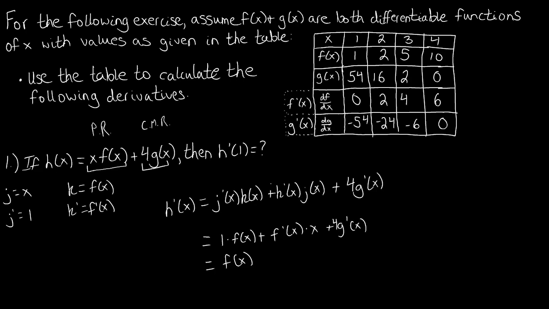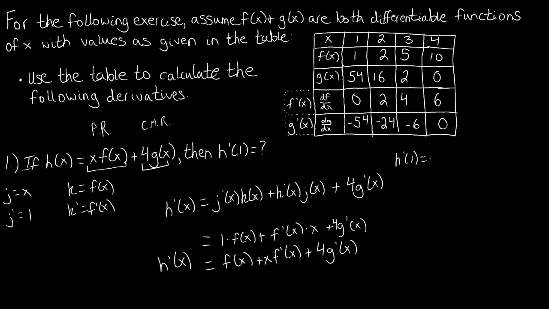So this first product here becomes f of x, and then this other product becomes x times f prime of x, and then we have plus 4 g prime of x. So this is our derivative function in this case. So we've done part one. We found the derivative. And now the question asks us to evaluate that derivative at x equals 1. Okay, so let's come over here and evaluate h prime of 1.